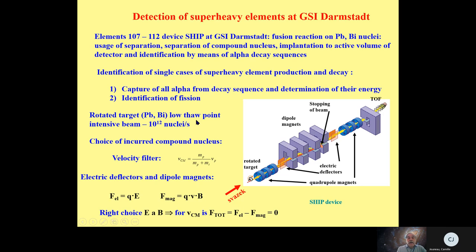Okay, this rotated target, as I said, takes a very intensive beam, 10 to the 12 nuclei per second. It's possible to produce this compound nucleus, and because we know the energy of this beam, it's possible to calculate also the velocity of this compound nucleus. And from this velocity, it's possible also to make identification by the magnetic and electric field.